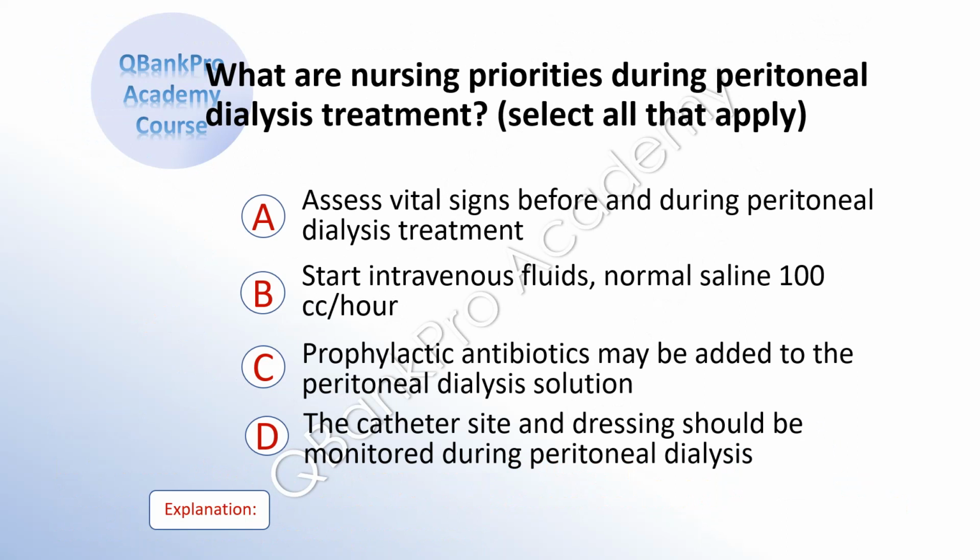What are the nursing priorities during peritoneal dialysis treatment? Select all that apply. A. Assess vital signs before and during peritoneal dialysis treatment. B. Start intravenous fluids, normal saline, 100 cc's per hour. C. Prophylactic antibiotics may be added to the peritoneal dialysis solution. D. The catheter site and dressing should be monitored during peritoneal dialysis.